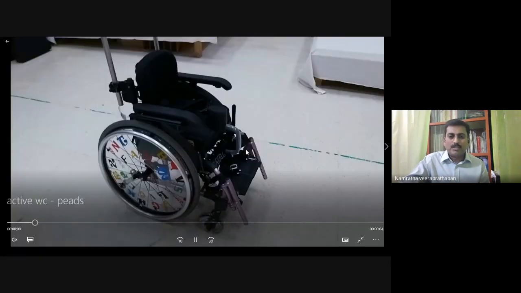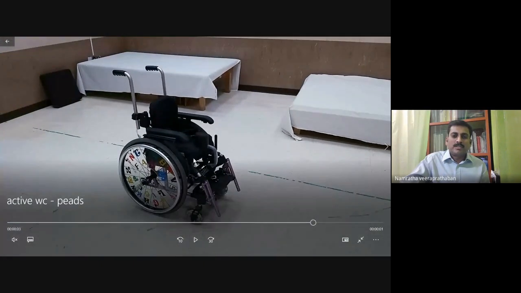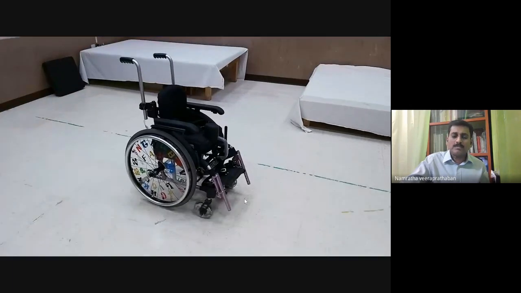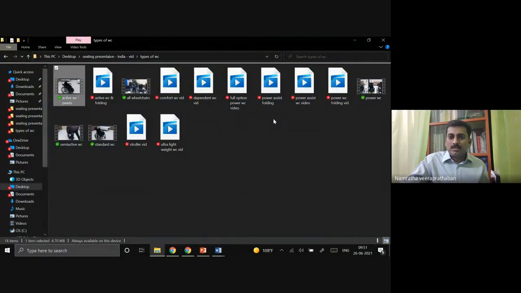I did not show you the pediatrics. This is the pediatrics active wheelchair. And this does not have many accessories. The difference between semi-active and active wheelchair is that in a semi-active wheelchair, you will have more accessories in the seating system. But in an active wheelchair, you will not have that many accessories in the seating system. Okay, let's go to the power assist wheelchair now.